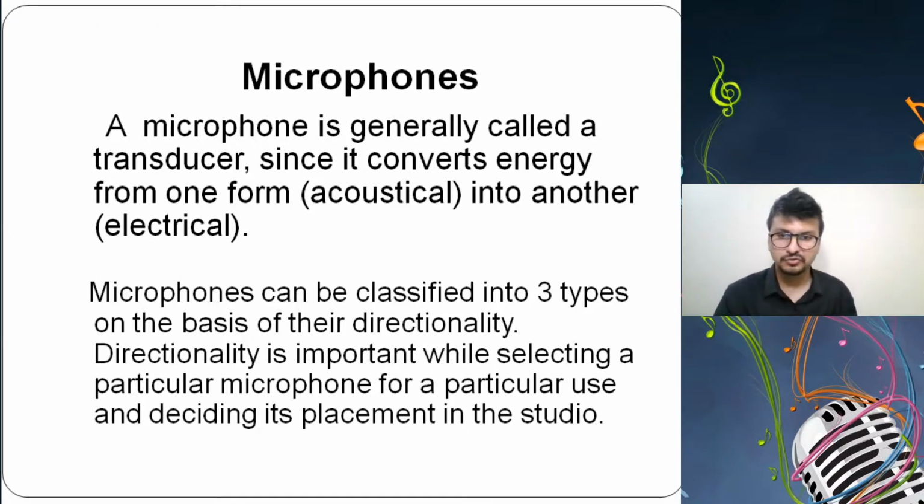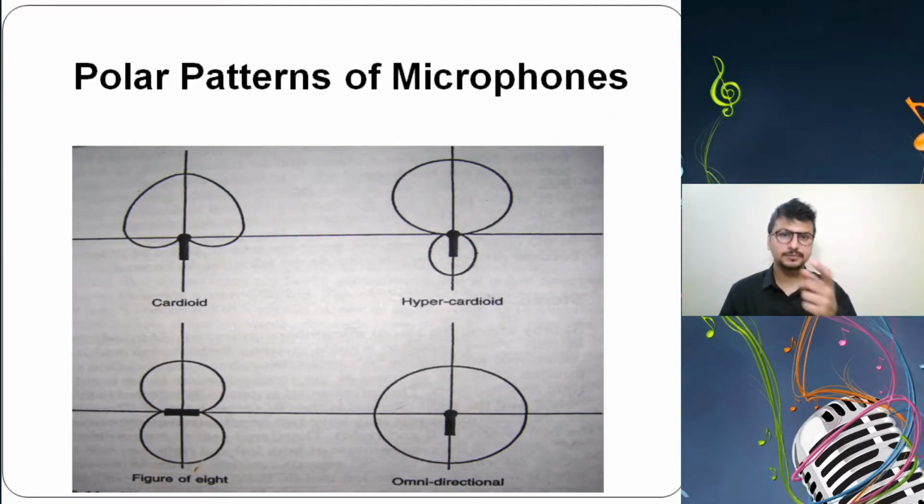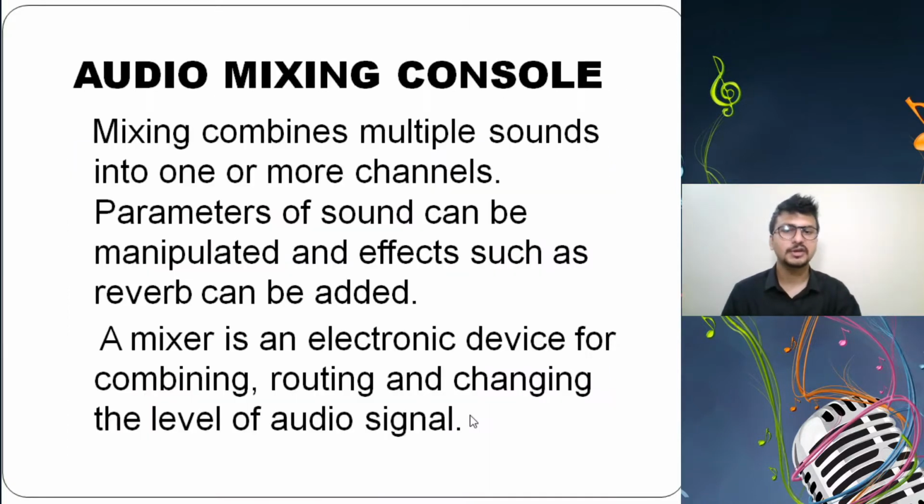Microphones can be classified into three types on the basis of directionality. Directionality is important while selecting a particular microphone for a particular use and deciding its placement in the studio. That is again important. This is the polar pattern of the microphone: cardioid, hypercardioid. You can see it's the cardioid microphone. This polar pattern, you can see, is of the hypercardioid. Figure of 8. This one is omnidirectional: this mic catches the sound from all directions.